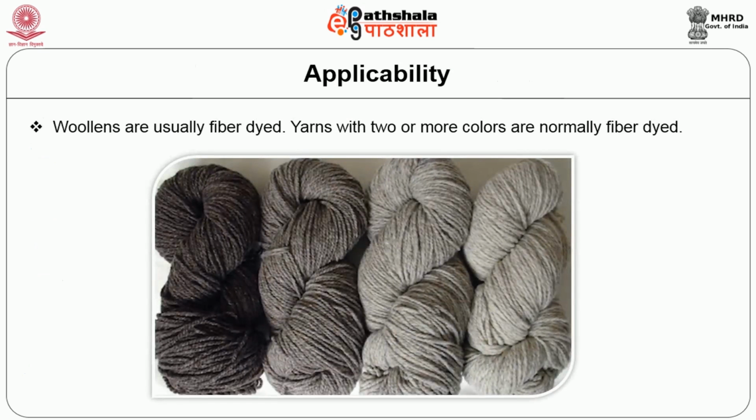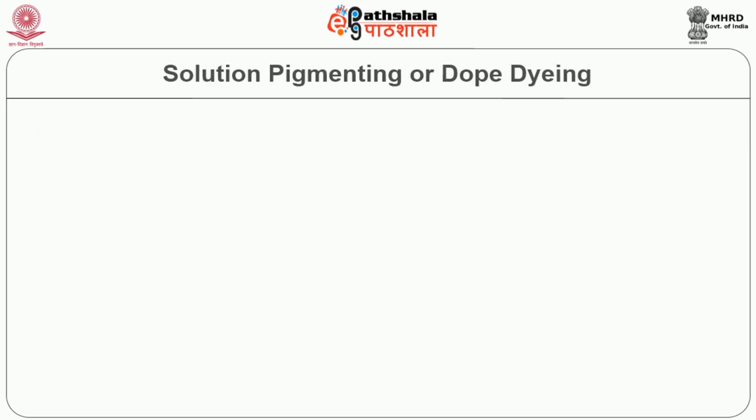Woolens are usually fiber dyed. Yarns with two or more colors are normally fiber dyed. For example, dyed black wool fiber might be blended and spun with undyed white wool fiber to produce a soft heather-like shade of grey yarn. The next is solution dyeing.